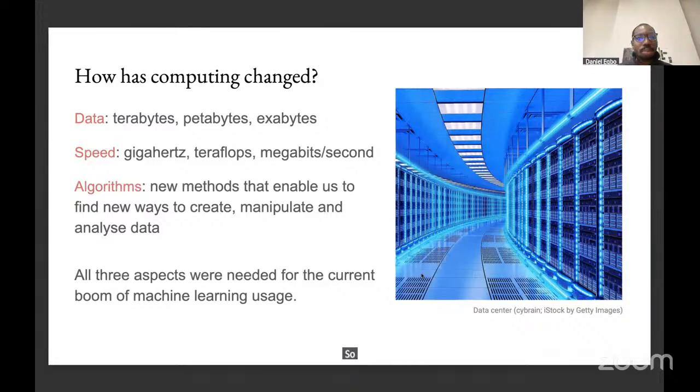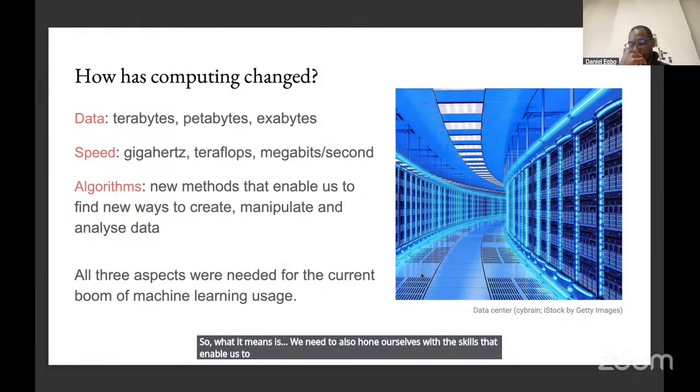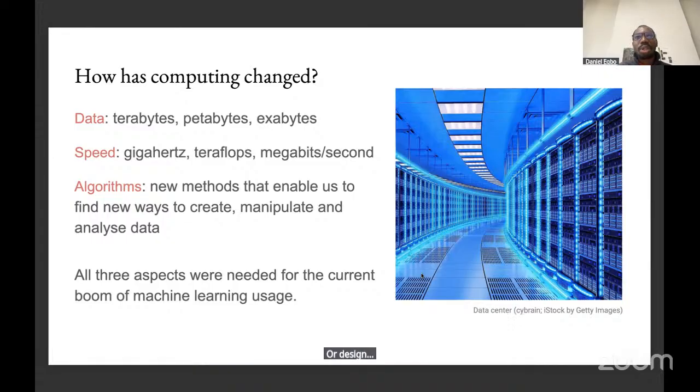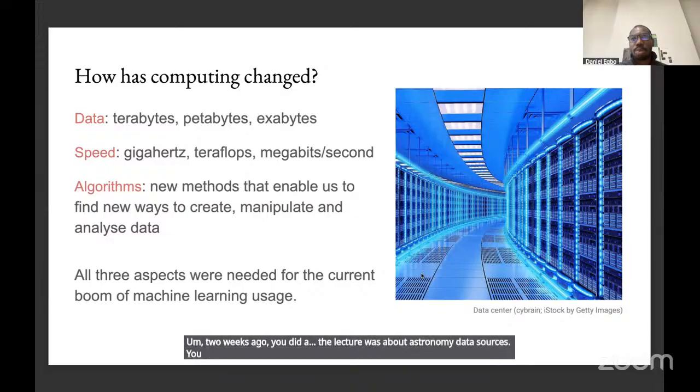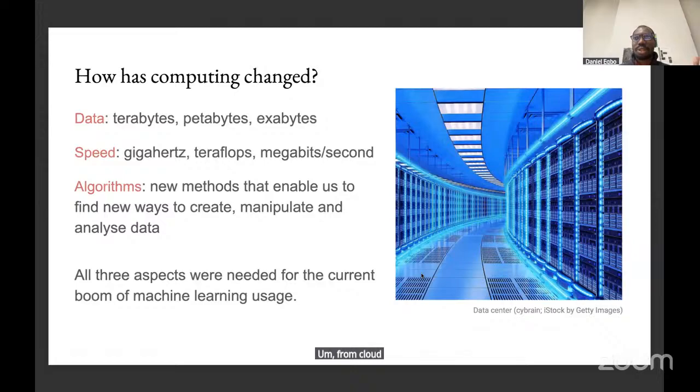So what it means is we need to also hone ourselves with the skills that enable us to see how we can manage this data or design or produce meaningful information from the data that we've amassed. Two weeks ago, the lecture was about astronomy data sources. You saw there are multiple ways you can collect data from cloud, from data centers, storage systems, and many other places. And there are tons of data there, in terabytes, not even gigabytes. And you need to process this.